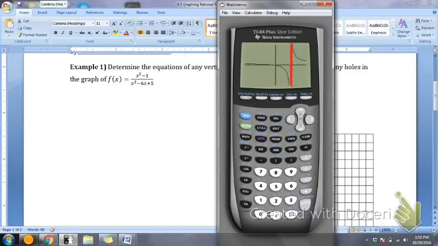Anthony? What are you trying to realign? You're going to go to Zoom. Number 6. If you need to readjust your window, go to Zoom and number 6.